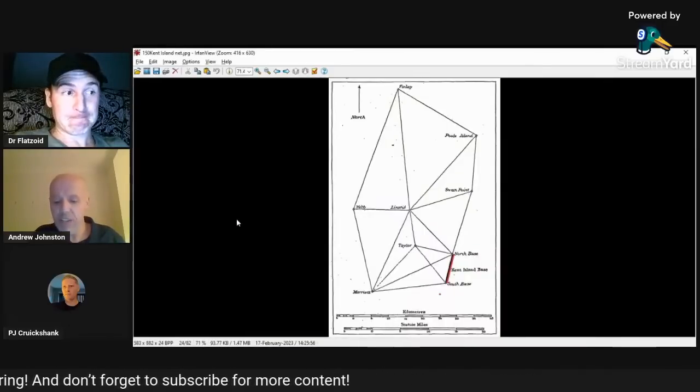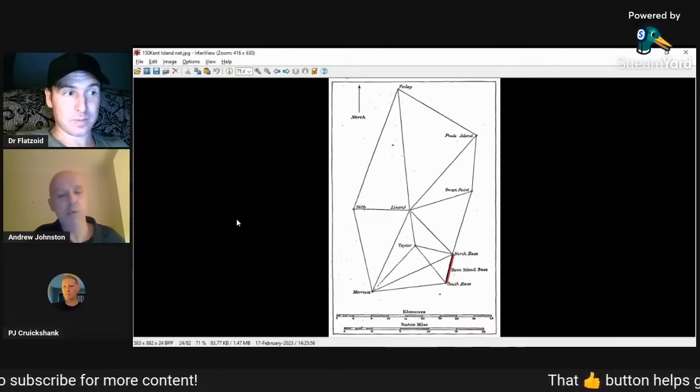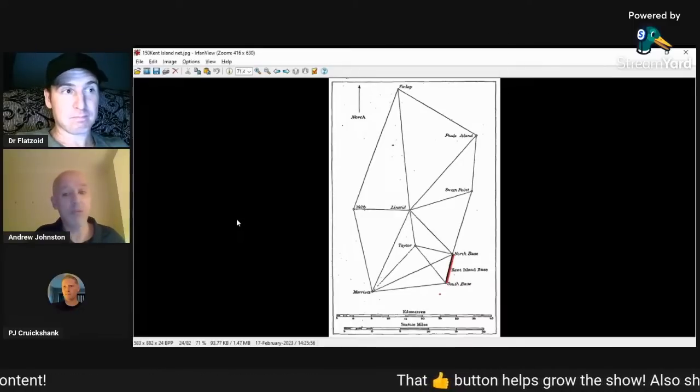Okay, so at each of the base nets, they also have 1 line which they meticulously measured, the actual length across the ground.